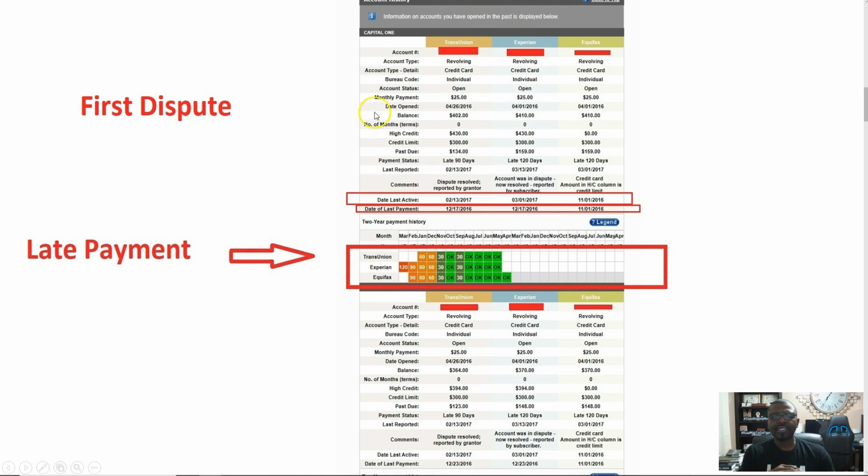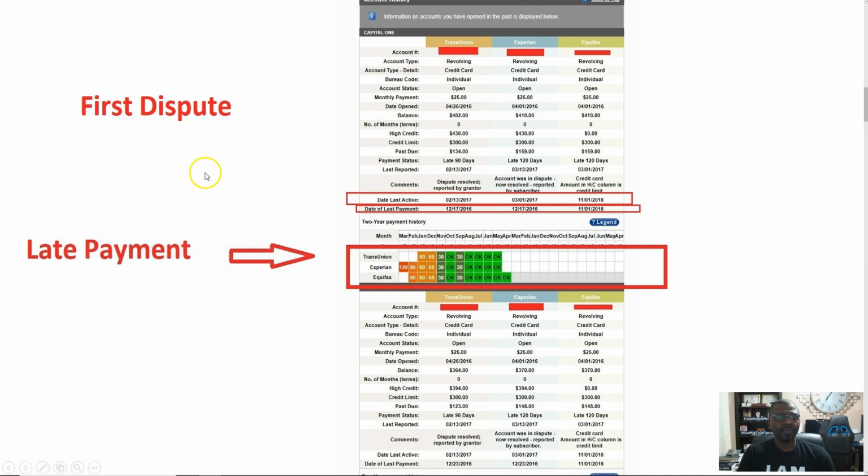Also, if you look at the date last active, let's take a look at the dates: 2/13/2017, 03/01, and 11/01/2016. What is going on here? How is it possible that the date last active is three different dates? So I personally will do factual disputing and dispute this account based off inconsistencies of the credit report.